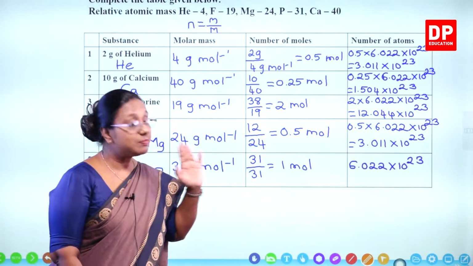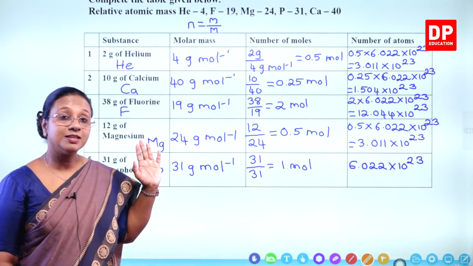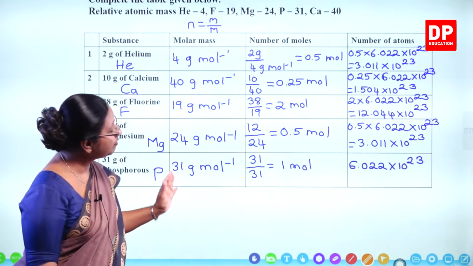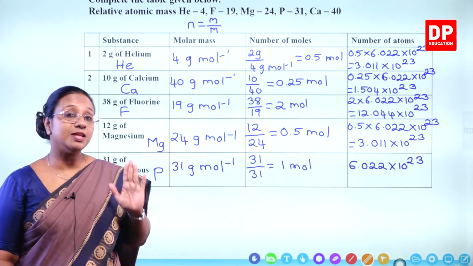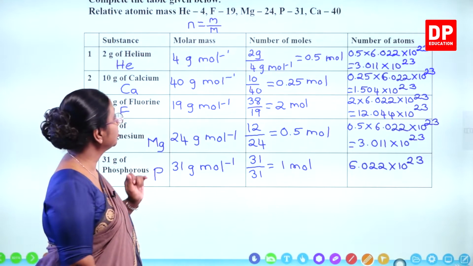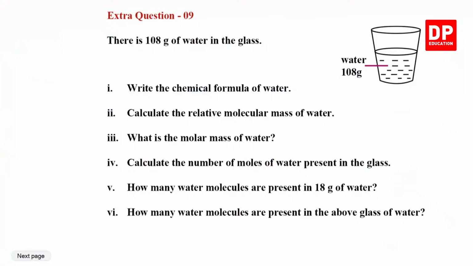So were you all able to get all these correct? I am sure you would have done it correctly. Now there can't be any confusions now. No, everything must be very clear to you all. So with that, I am going to move on to the next question, extra question 9.